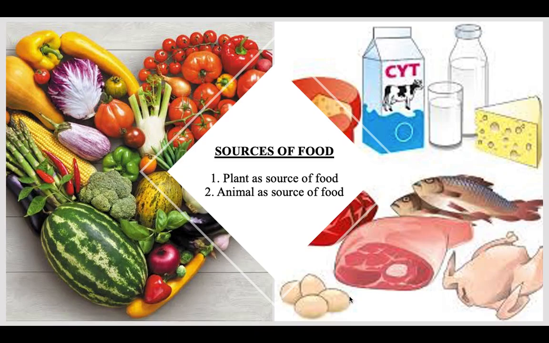The major sources of food are from plants, for example, pulses, fruits, vegetables. These are some of the examples of plants as a source of food. And on the other hand, for animals as a source of food, dairy products, fishes, meat, chicken, egg are some of the examples. Animals can be directly or indirectly a source of food.